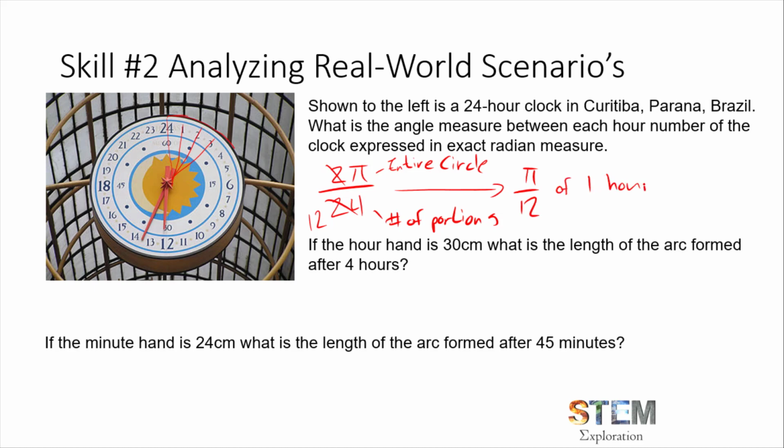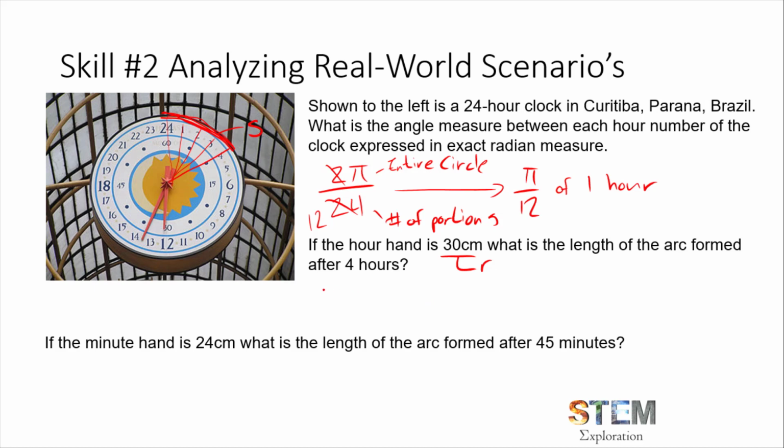And this is really useful for us because now let's say we're looking at this clock and we want to know the length of the arc formed after 4 hours. So we want to know the length of this arc. I'm going to treat this as S for our given situation. They tell us that R is equal to 30 centimeters, and we want to find the length of that arc after 4 hours.